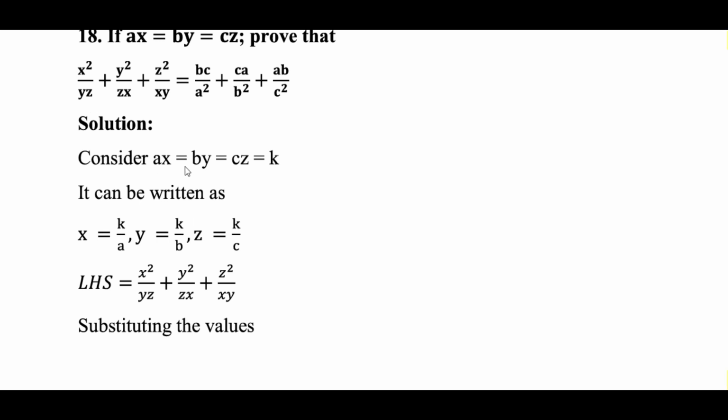Let ax is equal to by is equal to cz, and it is given over there in the question is equal to k. So take out the values for x, y and z. You will get x is equal to k by a, y is equal to k by b, and z is equal to k by c. Now come to the left hand side, LHS. Write the equation as it is given over there in the question.